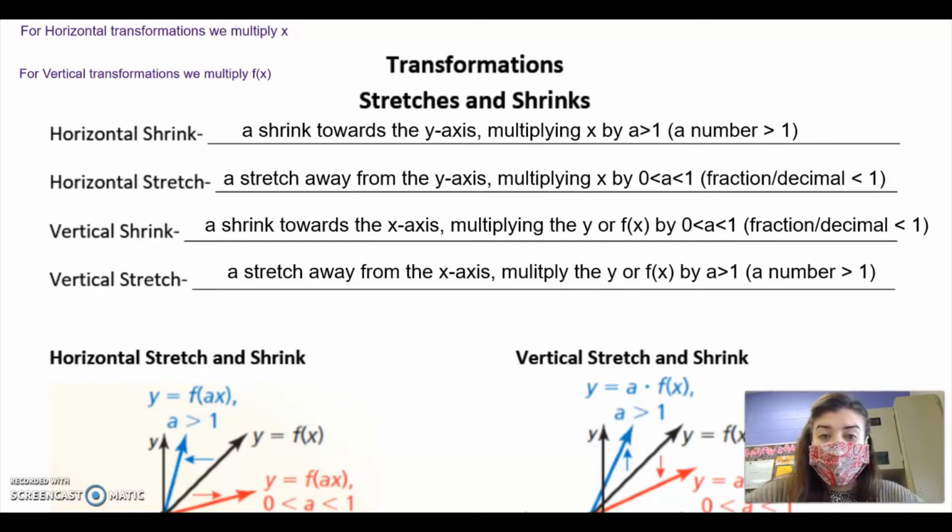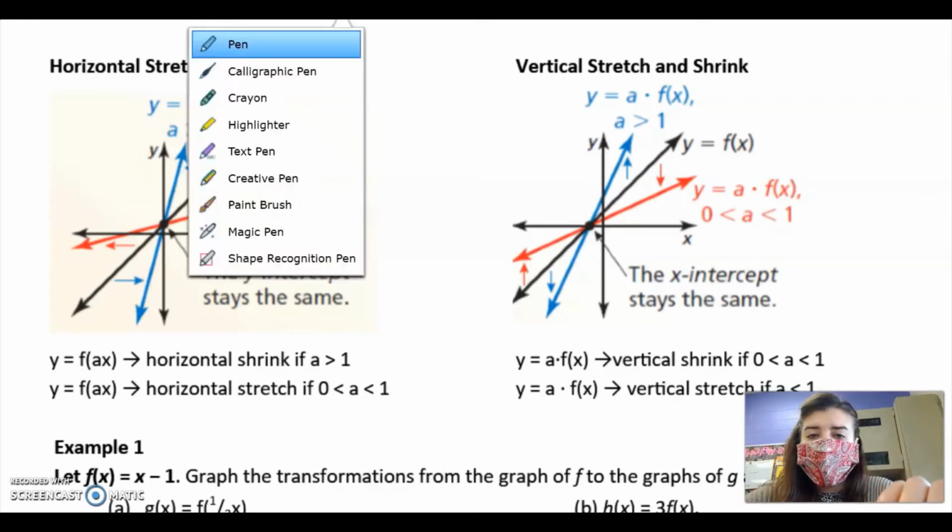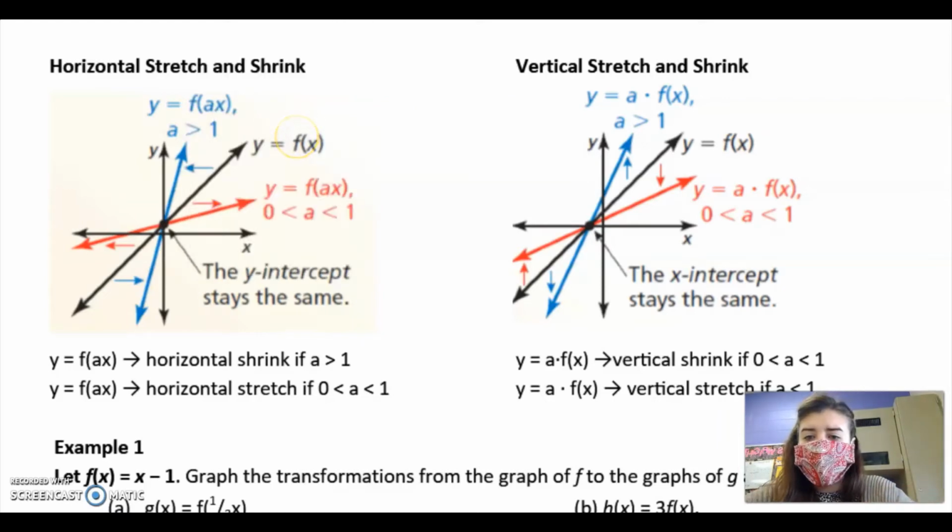All right, so here's what we're doing. We are stretching and shrinking. That just means we're getting closer or further away from our axes. So let's go down here and look. This gives us a real simple outline. It's also written above. It tells us a shrink.